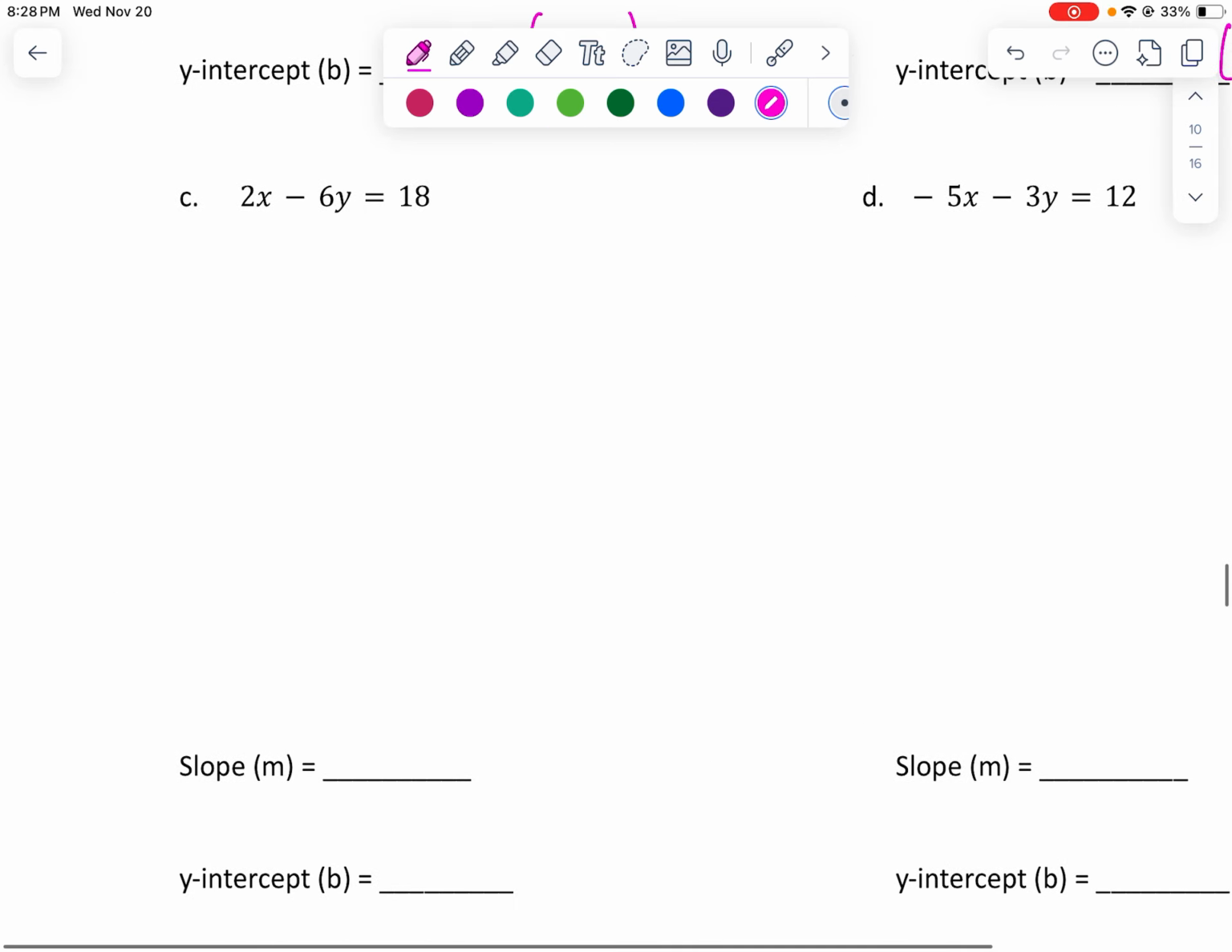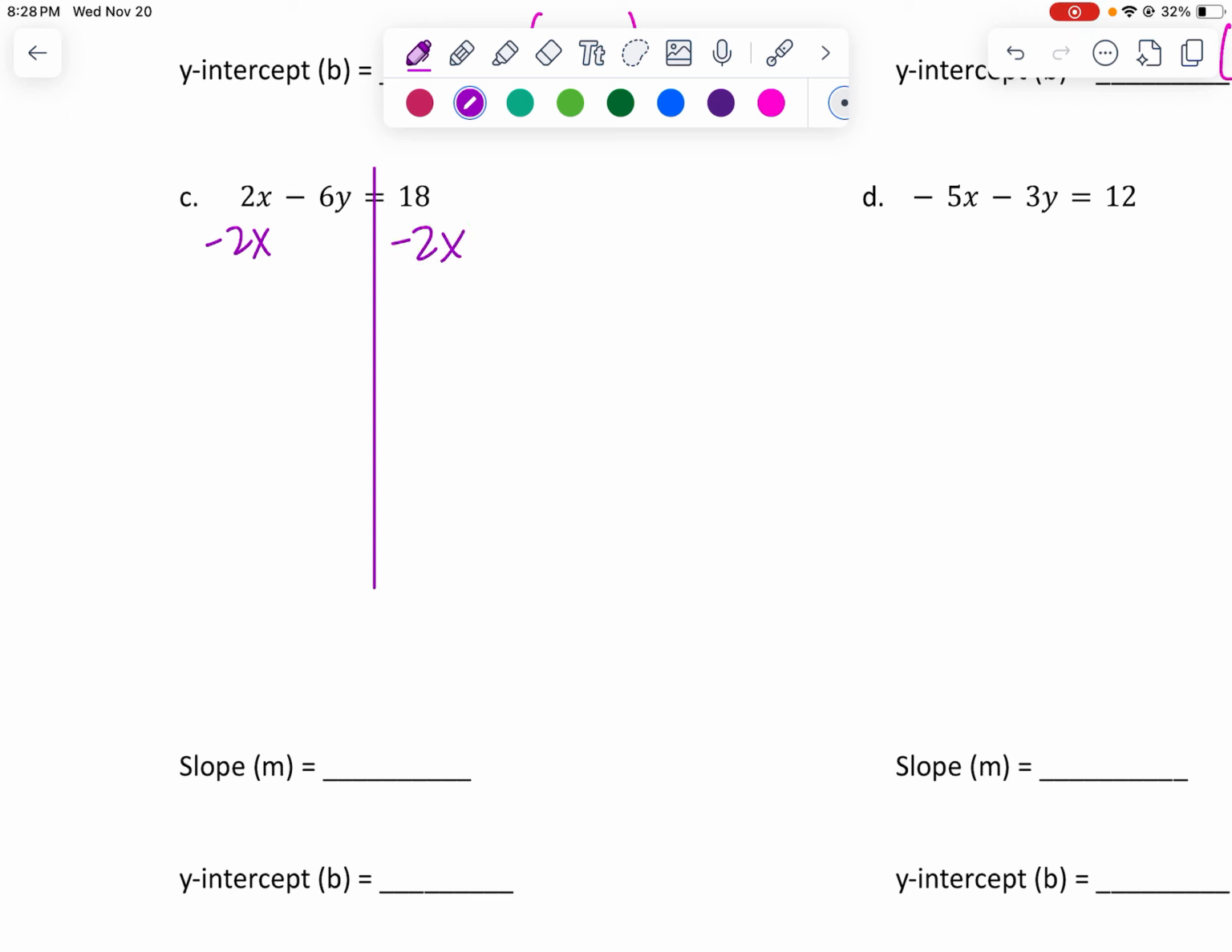Part C, same exact thing. I'm going to start with my line in the middle. I'm going to get rid of this positive 2x, so I'm going to subtract 2x on both sides. Same thing as that last example. I have to bring down that negative 6y, and I get negative 2x plus the 18. Trying to get rid of this negative 6, I'm going to divide every single thing by negative 6 so that the negative 6's cancel out.